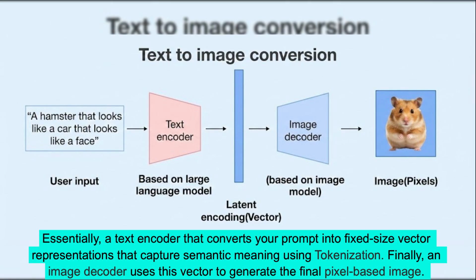Essentially, a text encoder that converts your prompt into fixed-size vector representations that capture semantic meaning using tokenization. Finally, an image decoder uses this vector to generate the final pixel-based image.